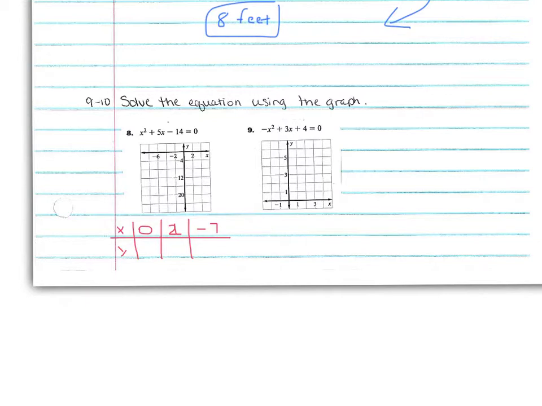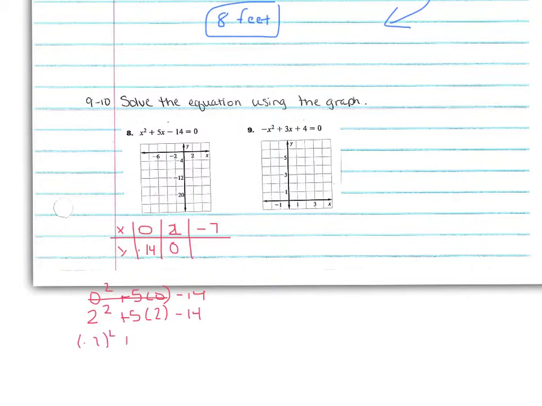When we substitute a 0 in, 0 squared plus 5 times 0 minus 14, that's going to give you 0, or negative 14, because those cancel out. You're left with negative 14. For 2, you're going to have 2 squared plus 5 times 2 minus 14, and that gives you 4 plus 10 is 14, minus 14 is 0. So it's 2, 0, and then we'll do the same thing with negative 7.